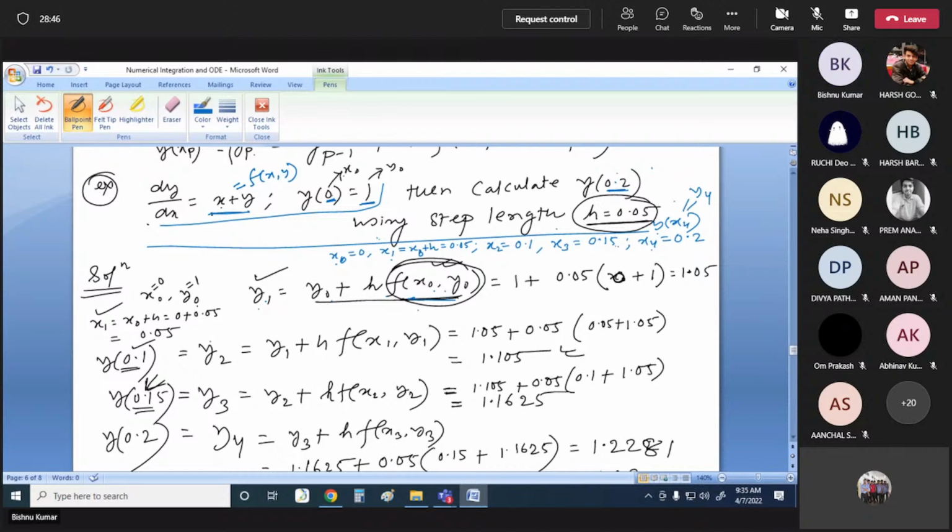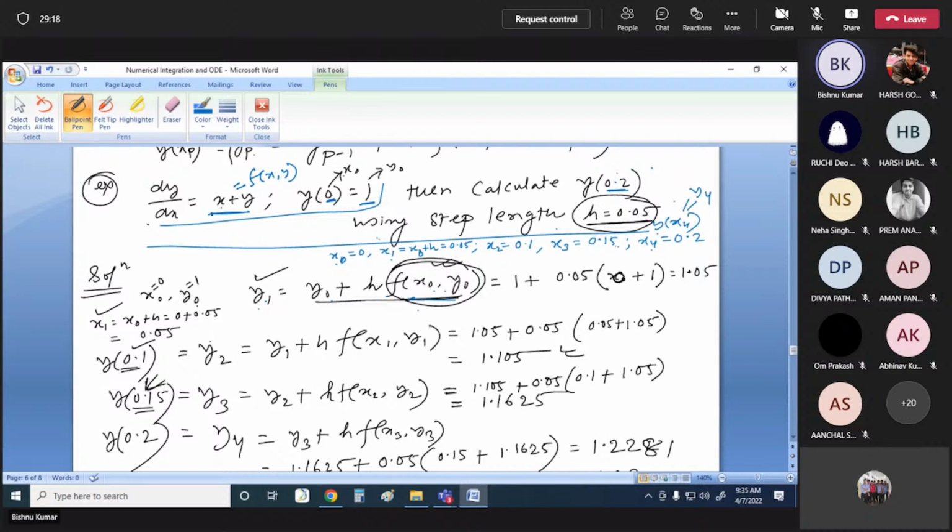This is clear? Y1 is already calculated. After getting y1, x1 is by default clear. X1 is x0 plus h. The h increment will give you the x arguments, and you have to increment up to that much, until you reach this value. Then you have to stop. So what is x1 now? X1 is x0 plus h, which is 0.05. Y1 is 1.05.